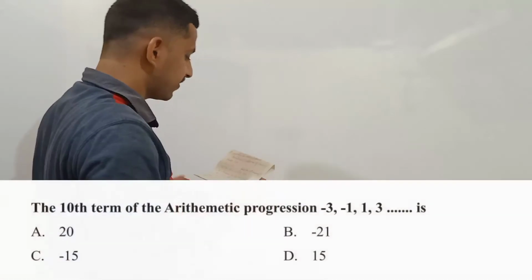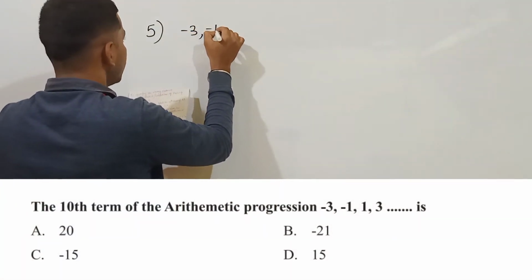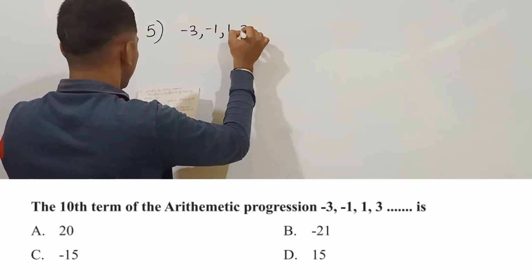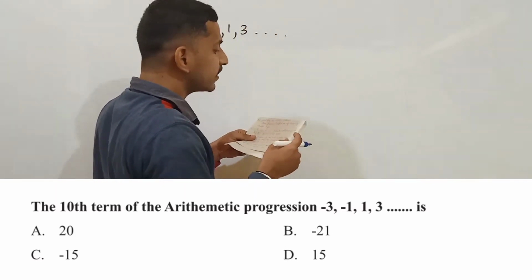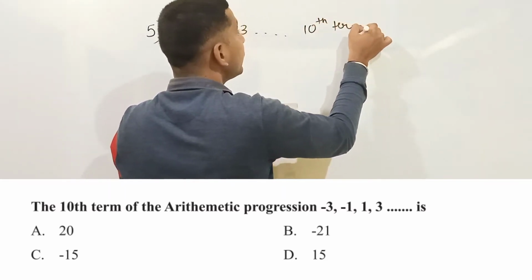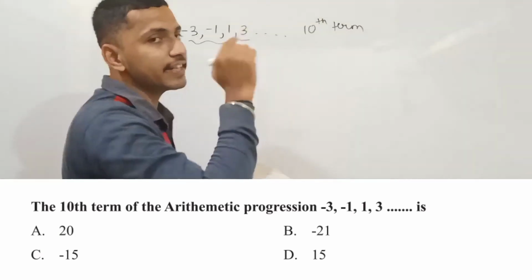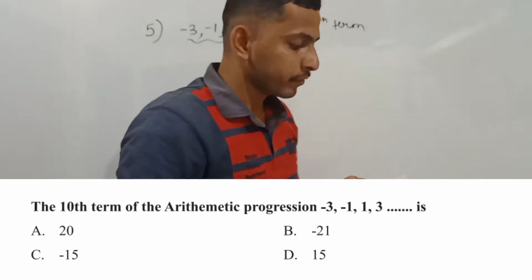The question number 5 is on AP. We are given the series -3, -1, 1, 3 and so on. Find the 10th term of the AP. We have to find the 10th term. And it is also said that these terms are in AP, that is, arithmetic progression.